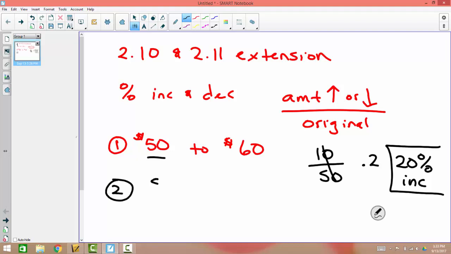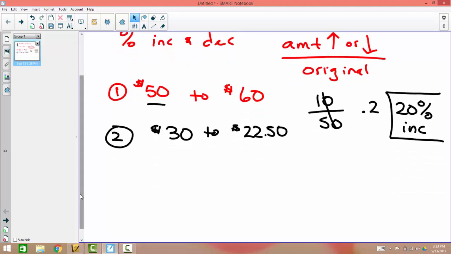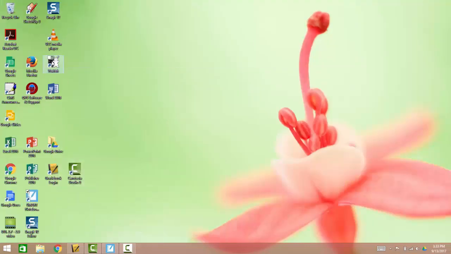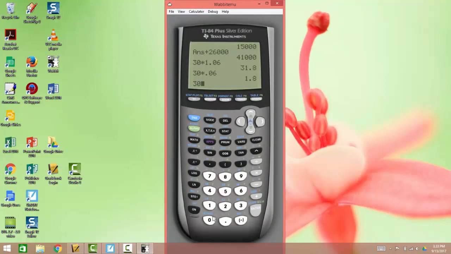If you had something that was $30 and it went to $22.50, you would first need to figure out the amount that it went down. So this one's going to be a decrease. So 22.50 minus 30. If you want your calculator, we're going to need it in a minute anyways. You can get that out. So you get 7.5, and then you would need to divide by the original, which is 30, to get 0.25.